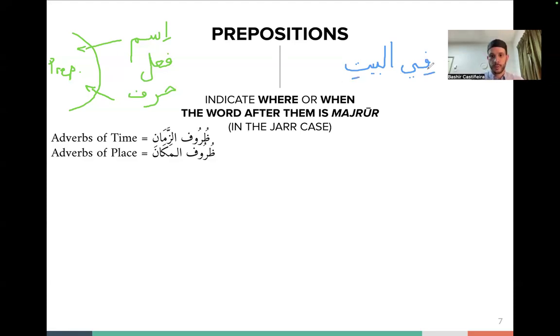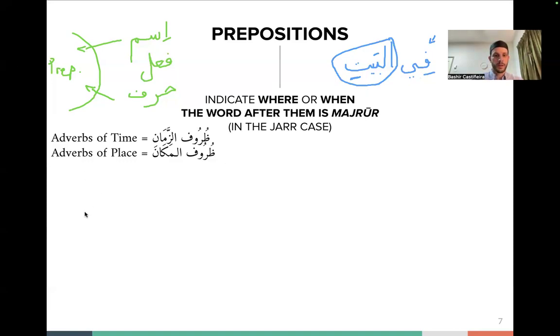This is harfu jar, one of the huruf al-jar, a particle, a preposition. Al-bayti is the ismul majrur. Ismul majrur is the term that technically we use to define this word that comes after one of the huruf al-jar. All right, so this is a preposition here, fi, in, al-bayt, the house. This word, please notice, has to be majrur. It has a kasra, which is the default sign of the jar case.